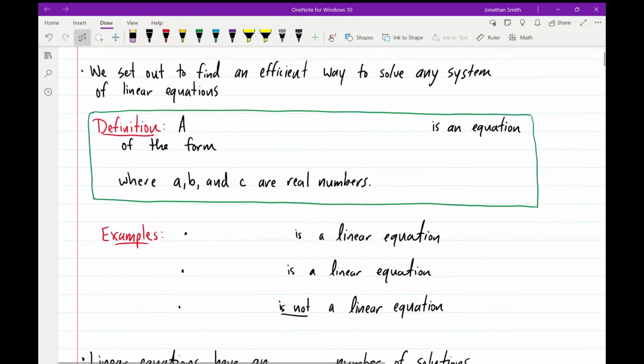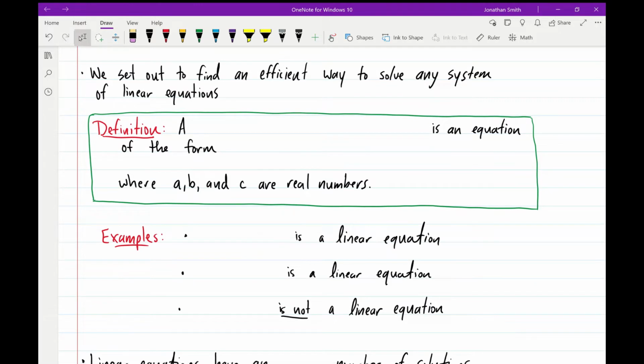But the goal of this chapter is to figure out, if we have some system or collection of linear equations, is there some efficient method that we can use to find the solutions? That's the big question we want to answer. So I'm going to start off with a definition. If we're going to talk about these linear equations, then we might as well define what they are.